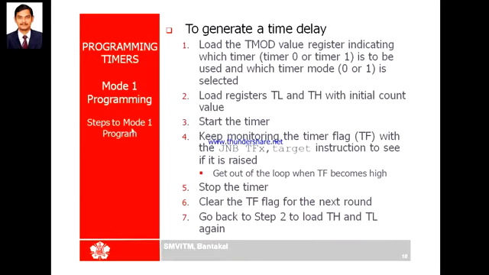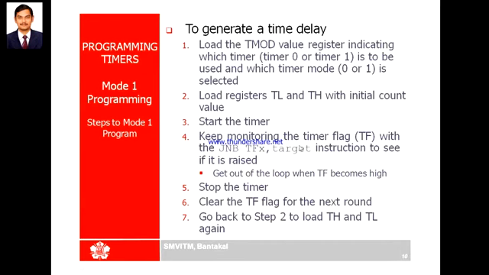In order to understand the programming to generate a timer delay, mode 1 programming, all the steps previously discussed are being briefed here. The first step we have to follow: load the TMOD value register, indicating which timer, timer 0 or timer 1, is to be used, and whether timer mode 0 or 1 is selected. Load registers TL and TH with the initial count value.